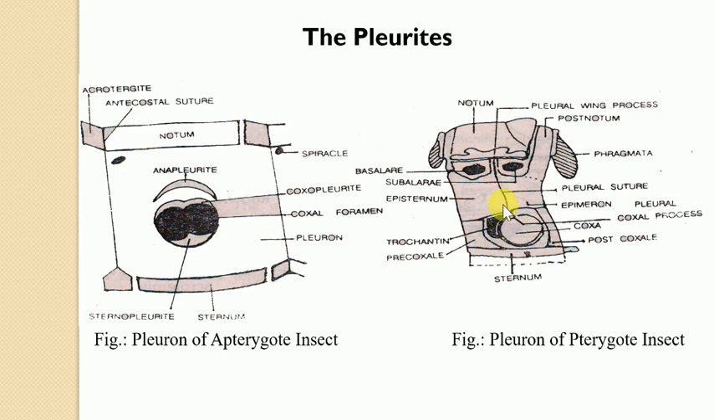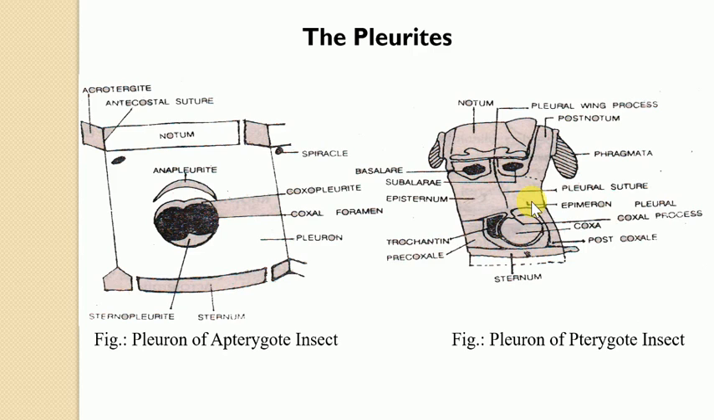So here in this diagram you can see this suture, which is a vertical suture. It starts from the pleural wing processes at the dorsal side and ends at the coxal processes at the ventral side. Due to the presence of this suture, the whole area of the pleurite is distinguished into two regions. So this anterior region is referred to as the episternum and the posterior region is referred to as the epimeron.